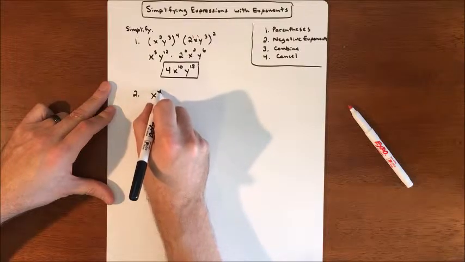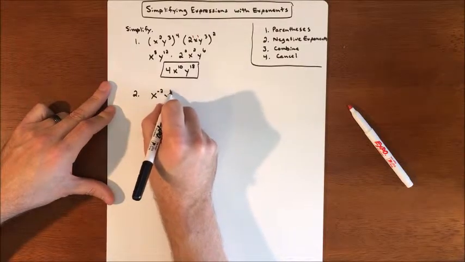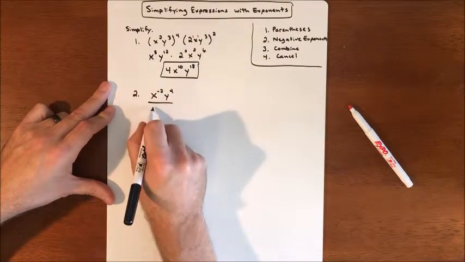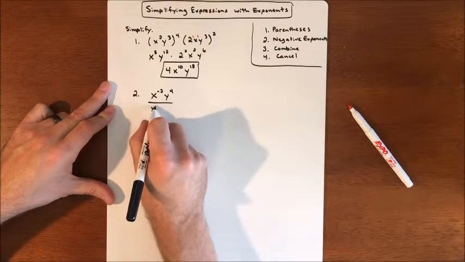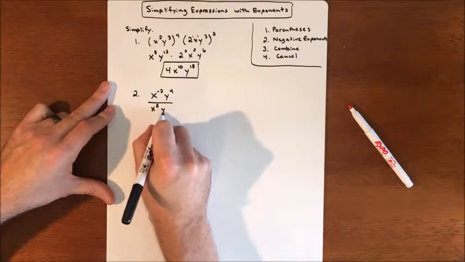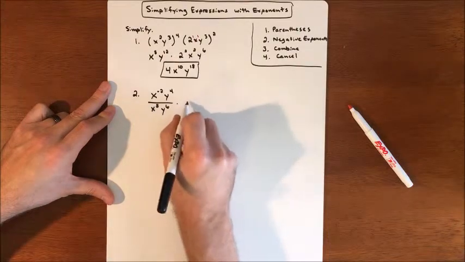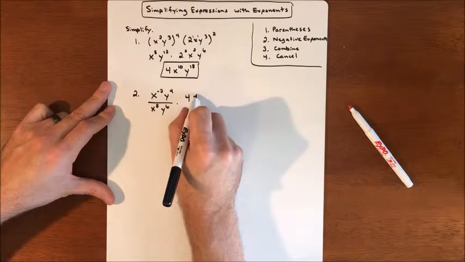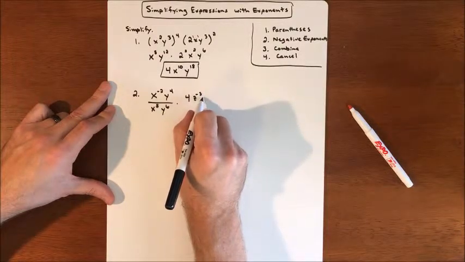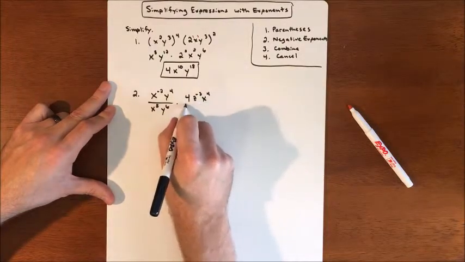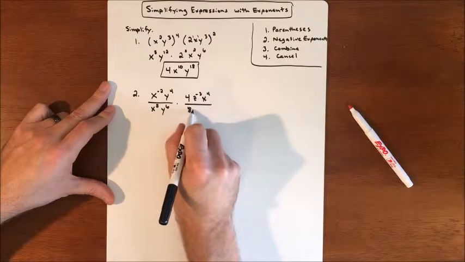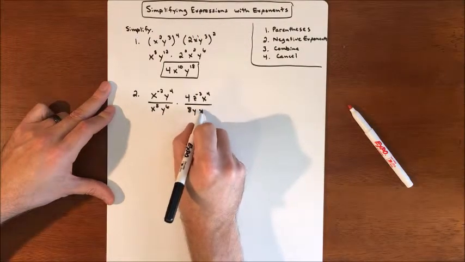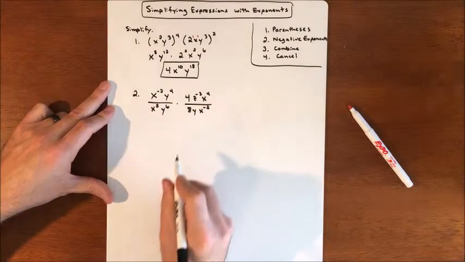A little bit more complicated. So x to the negative 2 times y to the 4th over x to the 5th y to the 6th times 4z to the negative 3rd x to the 4th over 8y x to the negative 2.